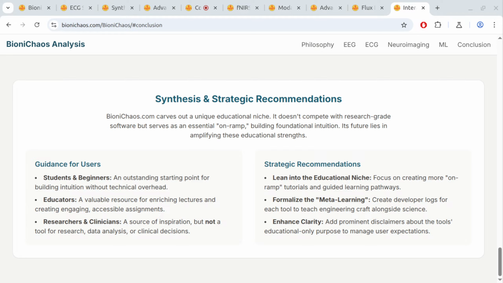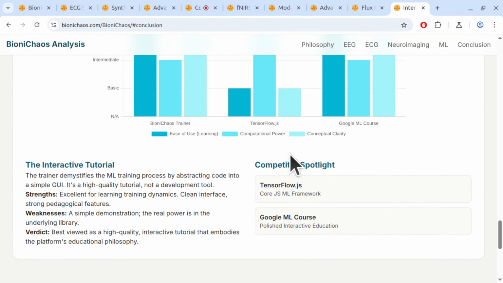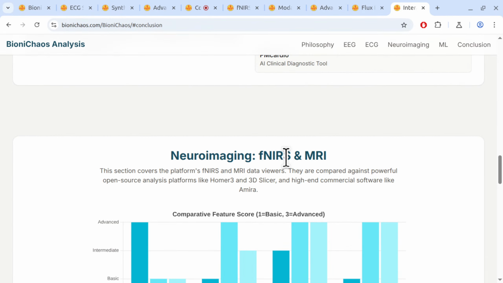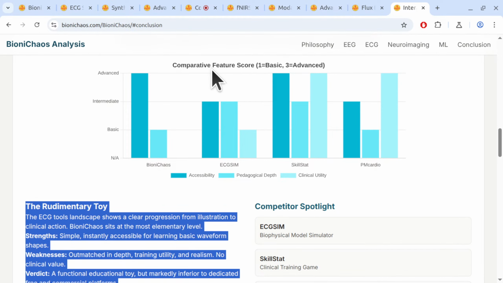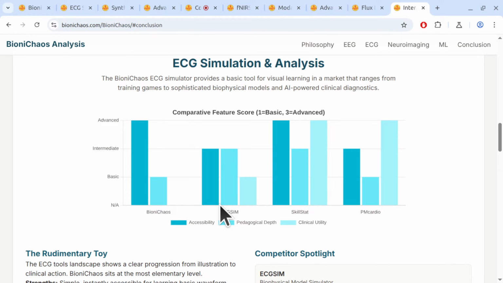Okay, so we have this critical review. Can you summarize that? The critical review describes biochaos.com as a digital realm for exploring biological systems. It highlights that the tools and simulations are designed for education and understanding, emphasizing their role in building foundational knowledge. The review stresses that these are not medical devices, but rather educational tools to make biological science concepts accessible and engaging.